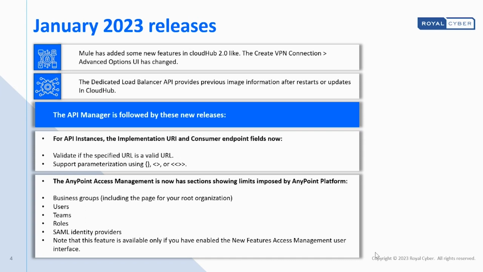For API instances, the implementation URL and consumer endpoint fields now validate if the specified URL is a valid URL, support parameterization using curly braces and so on. Anypoint Access Management now has sections showing limits imposed by Anypoint Platform: business groups, users, teams, roles, and SAML identity providers.